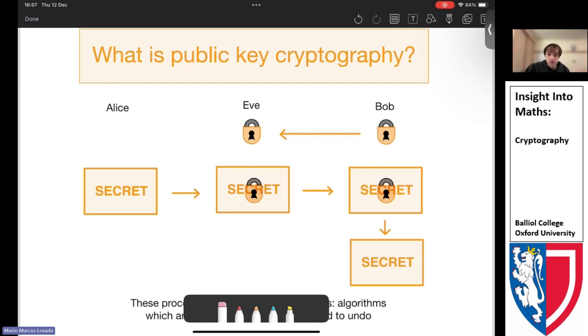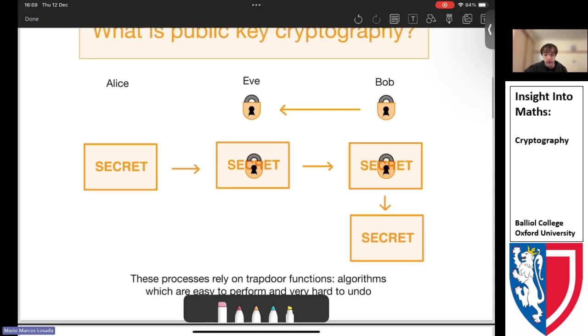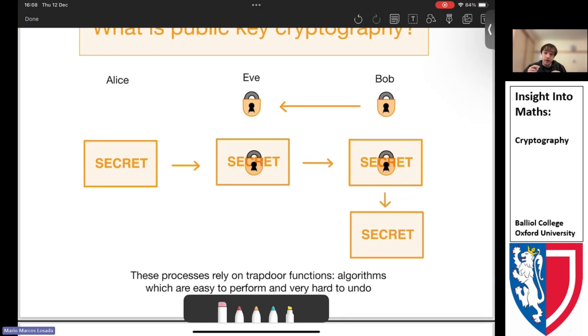And we don't use physical locks, of course, because a lot of this communication happens online. What we use is something called trapdoor functions. These are algorithms that are really easy to do one way, namely it's really easy to close the lock, but they're really hard to do the other way, right? So if we want to open the lock, that's actually really quite hard. So that's where the math comes in. And in particular, I'm going to try to show you two examples of such trapdoor functions. They're not easy functions, however, so we need to do a bit of maths before we can get there.